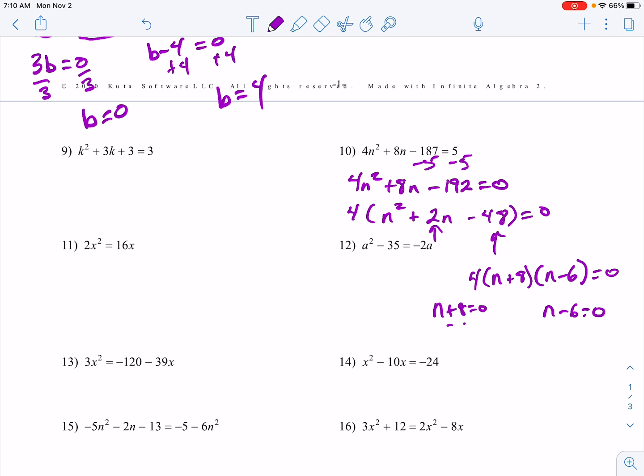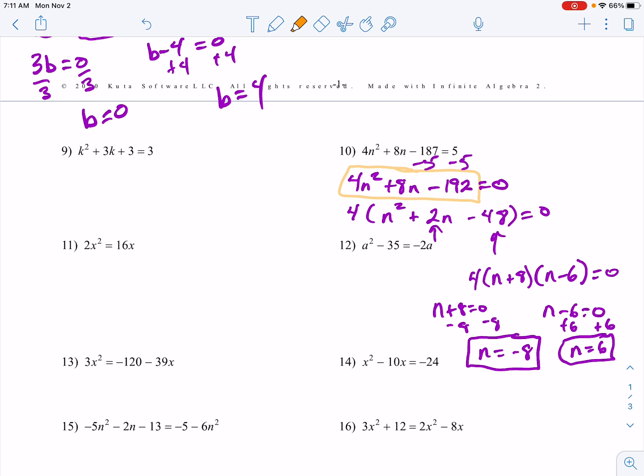Solve each of these. Let's see, take away 8. So n equals negative 8. Add 6. N equals 6. So this one, the solutions to number 10, would be n equals negative 8 and positive 6. So the graph would go across at negative 8 and positive 6. If I were to go back and put this into the graphing calculator, the part that's set equal to 0, it's important that you set it equal to 0 first before you graph it. I should see that the graph goes across at negative 8 and at 6.